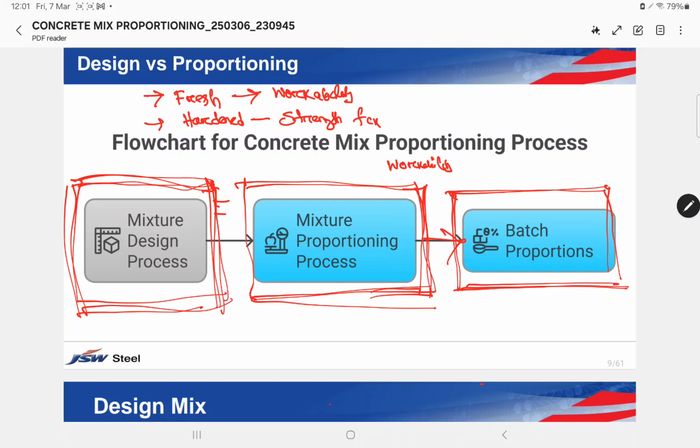When we say designing, we finalize all the things necessary for preparing a concrete, and when we say mix proportioning, we simply mean you use your experience to find out the water cement ratio and all the calculations involved, and all the tests you need to do to check whether your materials meet the standards requirement or not. So this is the difference between designing and proportioning.